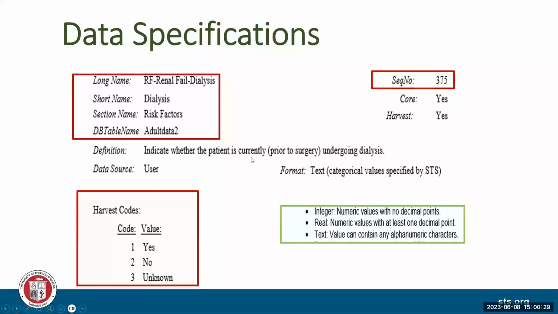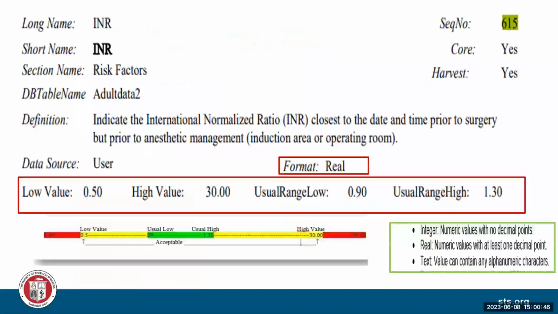Again, here's your format. And remember, text is a value that can contain any alphanumeric characters, versus an integer versus real. And here's your harvest code. So harvest code 1 is yes, harvest code 2 is no, harvest code 3 is unknown. As we go further into the data specs, we'll look at another one here for some other examples.